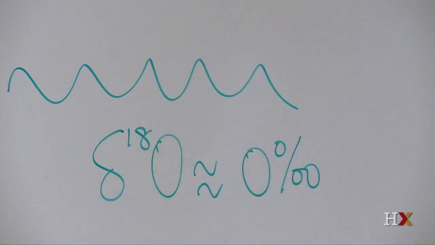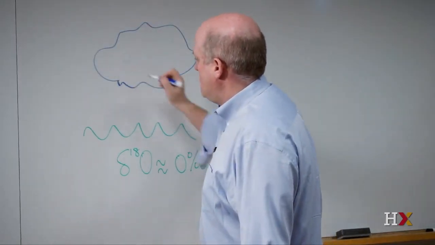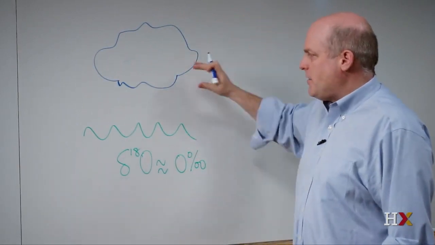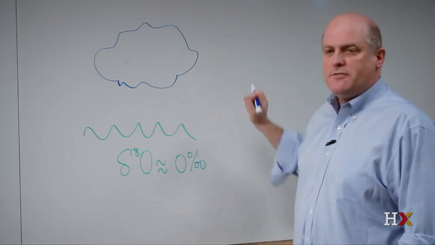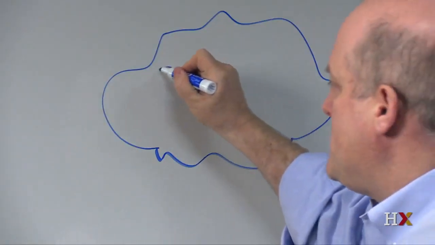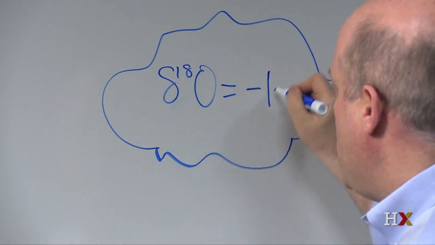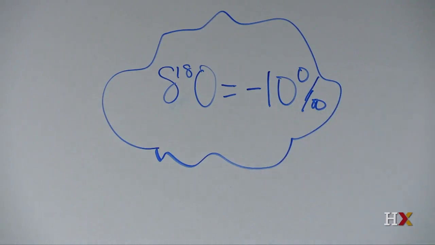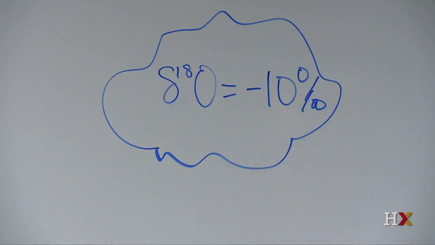So when water evaporates from the ocean into a cloud, if you recall that equilibrium constant of 0.99, what that means is that the liquid water is about 10 per mil enriched relative to the water vapor. So that means that the delta O18 of the cloud is going to be approximately minus 10 per mil relative to the ocean. So we have a cloud with water vapor at minus 10 per mil and the ocean at 0 per mil.